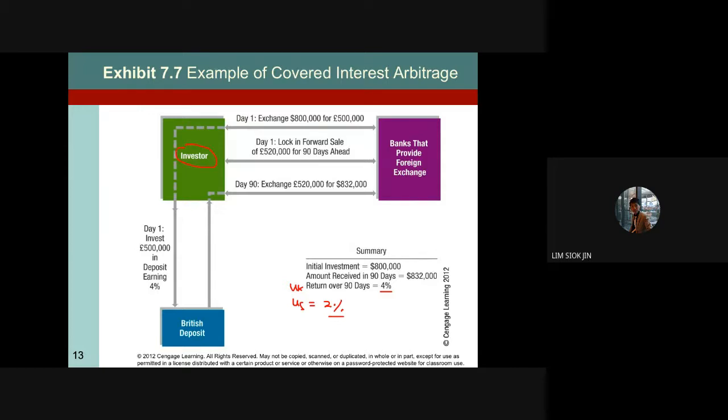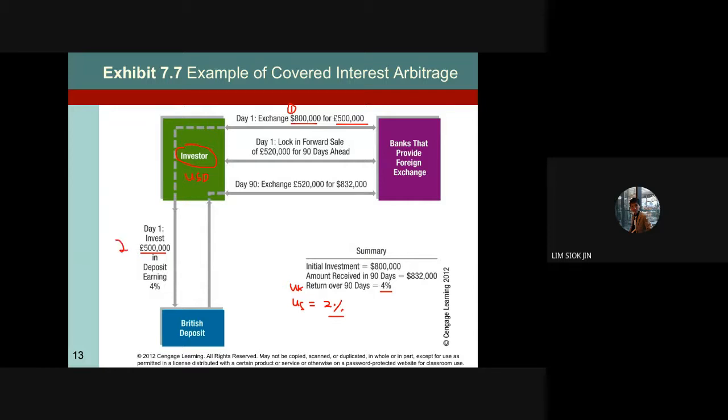Okay, you are the investor. So what you do is, let's say you have US dollar. You are a US investor. You take your US dollar because you know that the UK only accepts pound and you want to benefit from this 4% interest rate from the UK, so you need to deposit in pound. The first step is to convert your US dollar into pound.